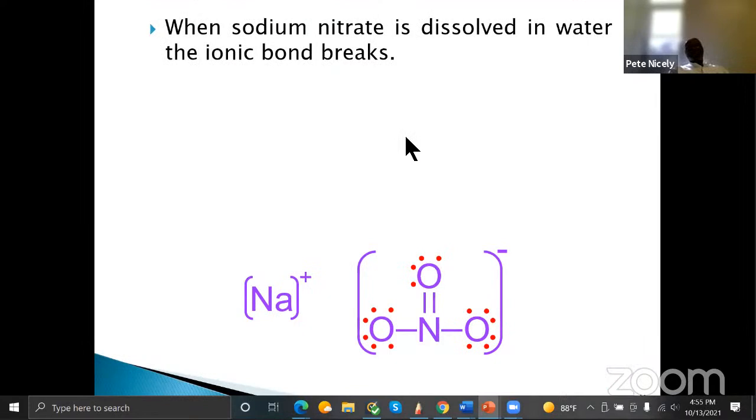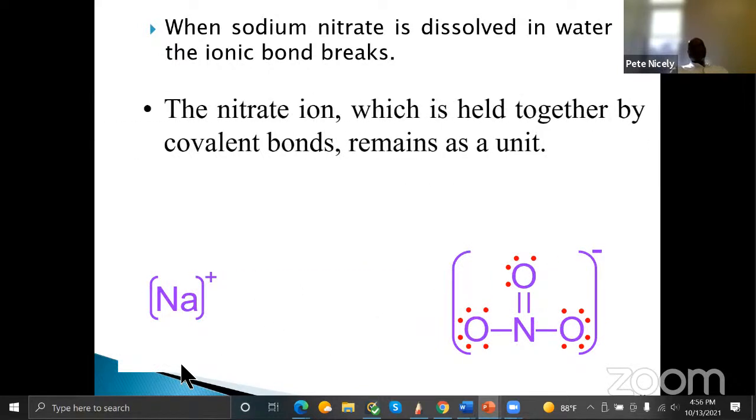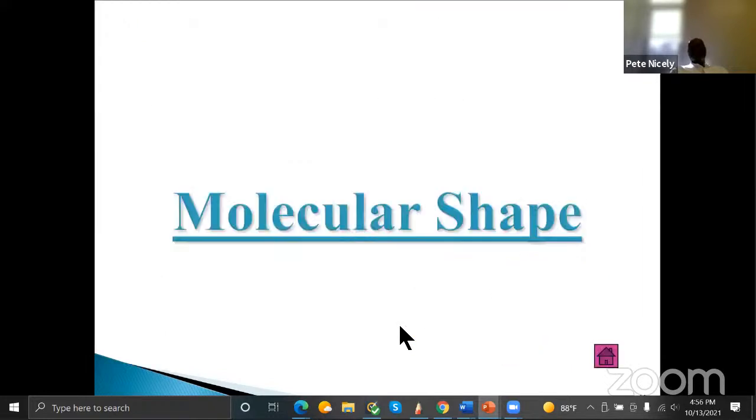So what happens when you dissolve sodium nitrate? Well, sodium nitrate breaks down to form separate sodium and nitrate ions. So in other words, there's a breaking of the ionic bond between the sodium and the nitrate ions. They will separate from each other and be floating around in an aqueous solution separately. You're going to have the sodium ions floating around, and you have the nitrate ions floating around, all right? So that's what happens in an aqueous solution. The nitrate ion will not break up itself. It will still be held together by covalent bonds, and therefore will exist as a unit in an aqueous solution.